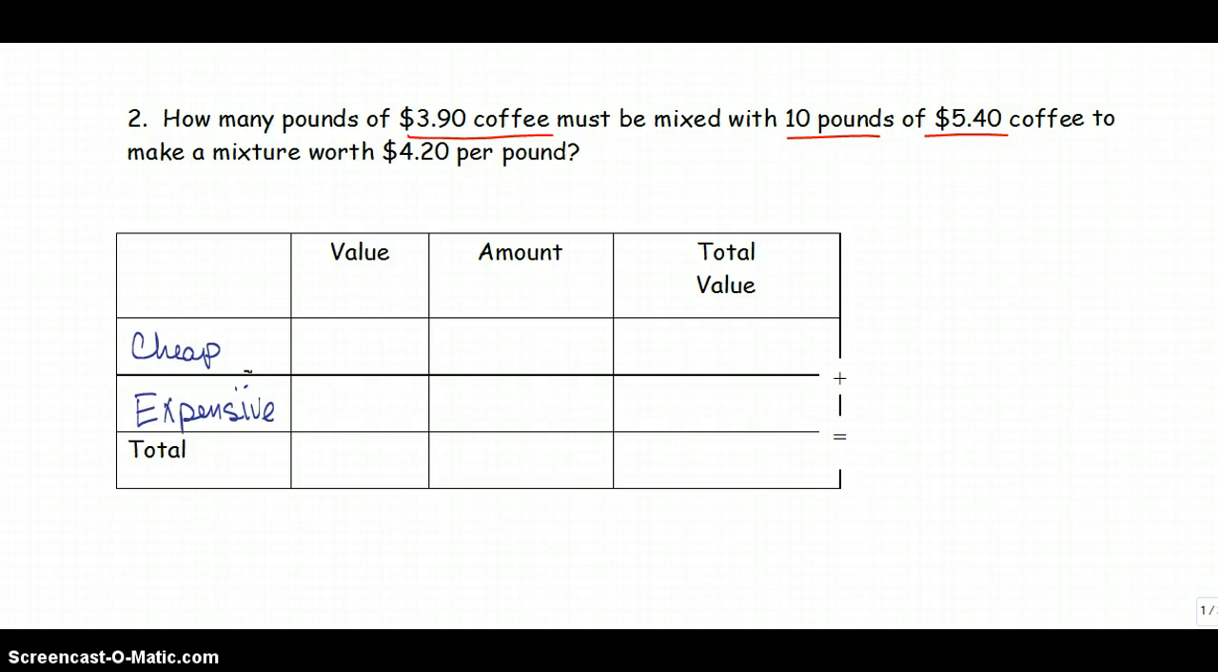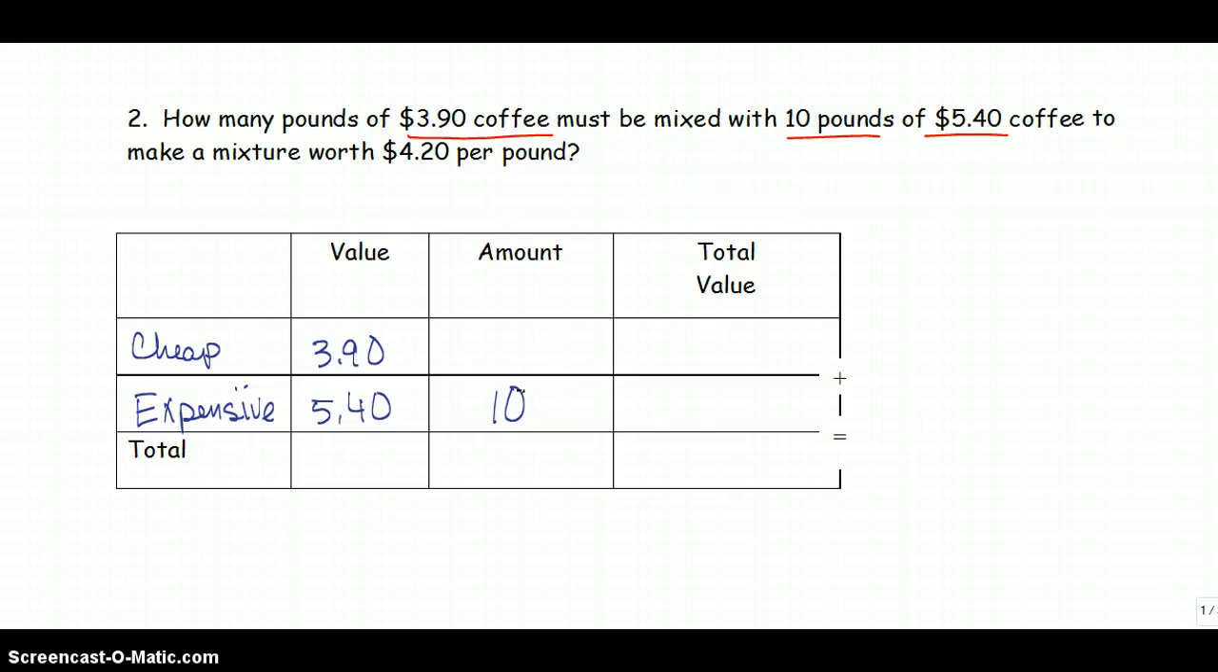Now, how much does a cheap coffee cost? It costs $3.90. The expensive coffee costs $5.40. I don't have a total value yet. It doesn't tell me how much money I made. Now let's look and see how much. How many pounds of cheap coffee must be mixed with 10 pounds of $5.40 coffee? Okay, so the expensive coffee, I know that I have 10 pounds.